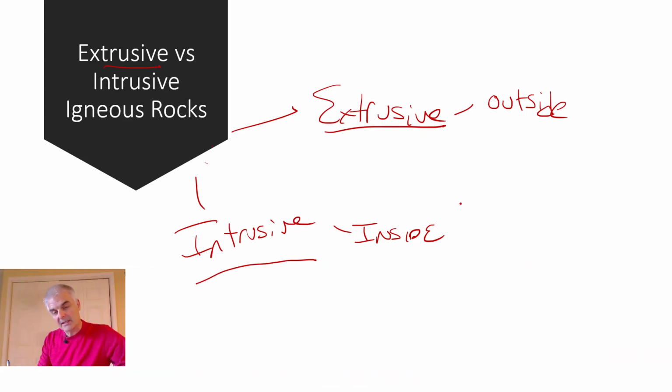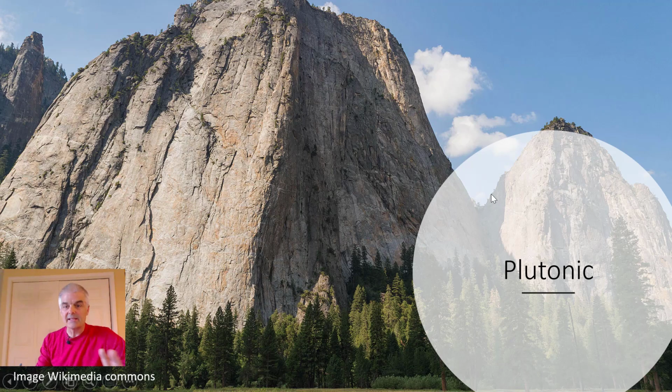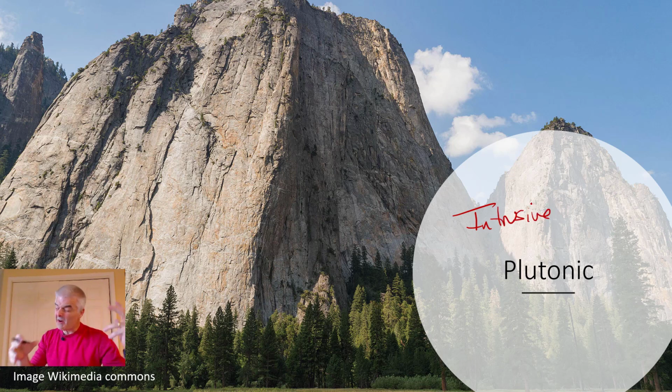So igneous rocks can be classified in two ways, as either extrusive on the outside of the surface of the earth, or intrusive igneous rocks. That leads us to a kind of a cool word. An intrusive igneous rock. Now remember, those that are underneath the earth are called plutonic. What does plutonic come from? That comes from the word Pluto.